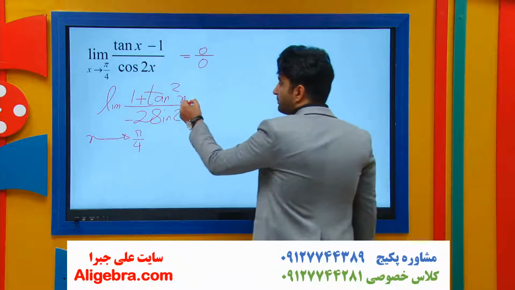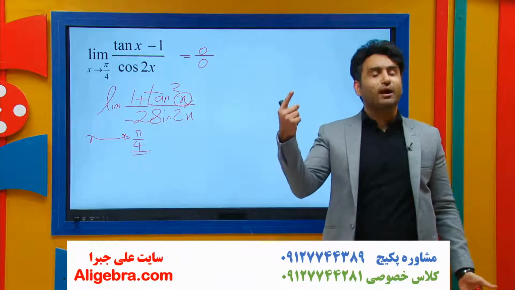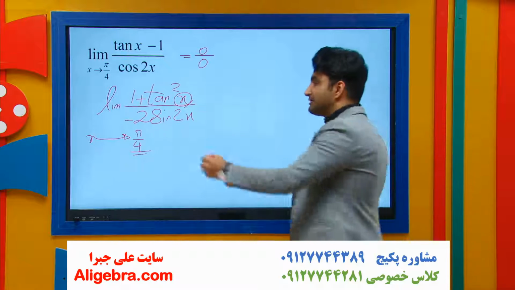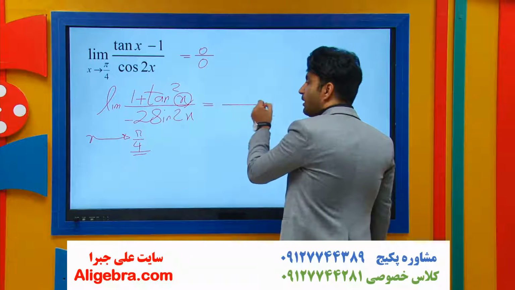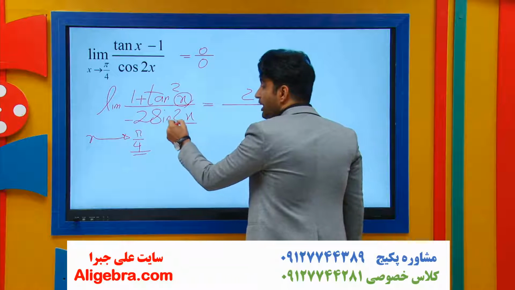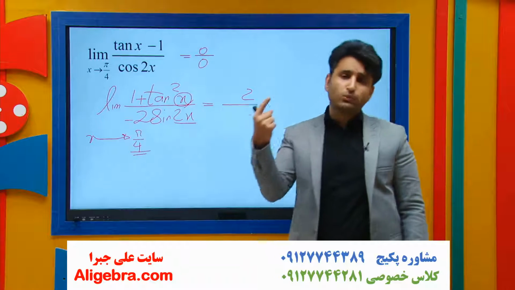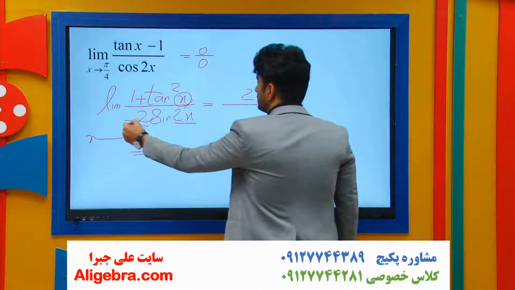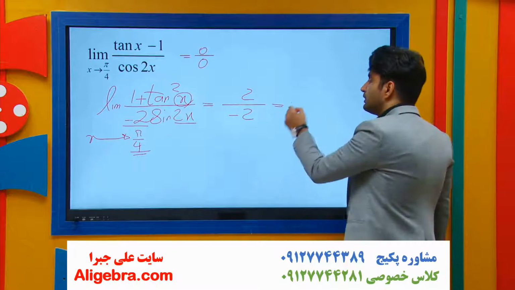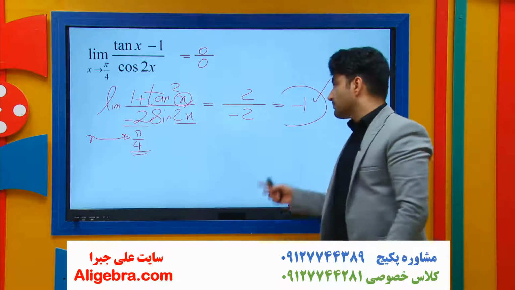On top, if I replace x with pi over 4, gives me 1. Why? Because the tangent of pi over 4 is 1. 1 squared is 1 and 1 plus 1 is 2. On the bottom, pi over 4 times 2 is pi over 2. Sine pi over 2 is 1. 1 multiplied by minus 2 gives me minus 2. 2 on top, minus 2 on the bottom, gives me minus 1. By using L'Hopital's rule, I get minus 1.